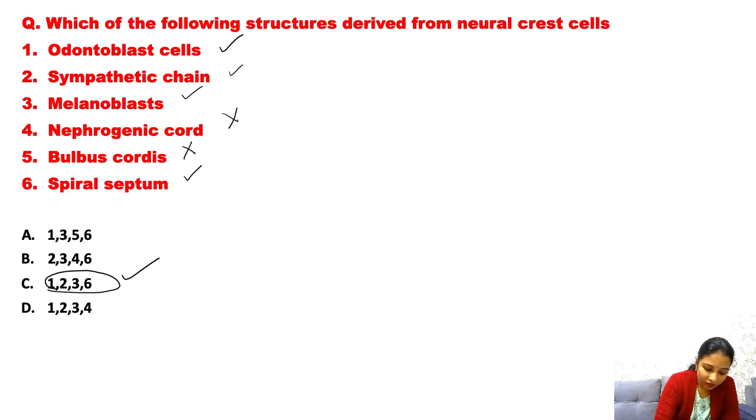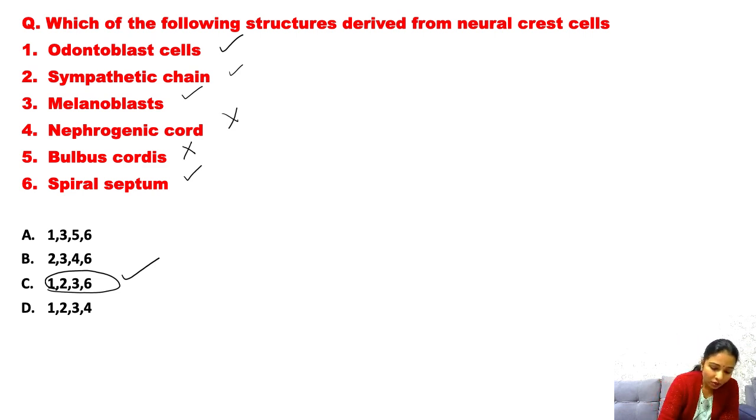So the one which is not derived from neural crest is the nephrogenic cord, because the nephrogenic cord forms the nephrons, which form a part of the kidney. The urogenital system is developmentally from intermediate mesoderm, whereas neural crest cells are from neuroectoderm. The nephrogenic cord is from intermediate mesoderm, so this is not the answer.